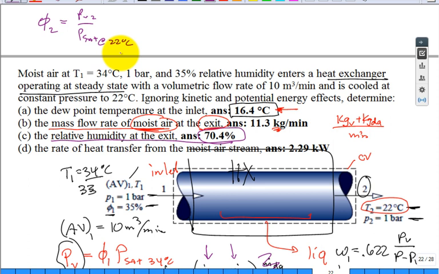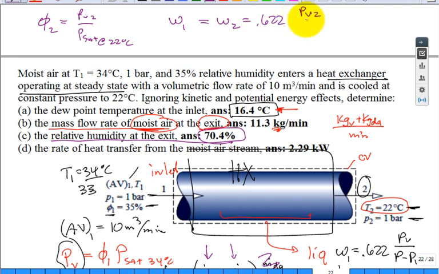How do I get the partial pressure of the water vapor at the exit? It's really hard. But let me ask you this. Omega 1 versus omega 2. What is omega again? Humidity ratio. What's the ratio of how many kilograms of vapor per kilogram of dry air? I didn't have any vapor condense. Does omega change as that flows through the system? That's the key that makes life a lot easier. You say, oh, omega 2 is equal to omega 1. I calculated it already. So omega 2 is equal to 0.622.